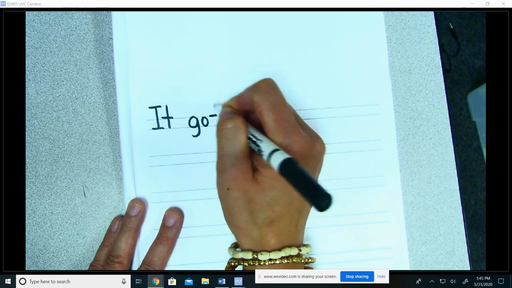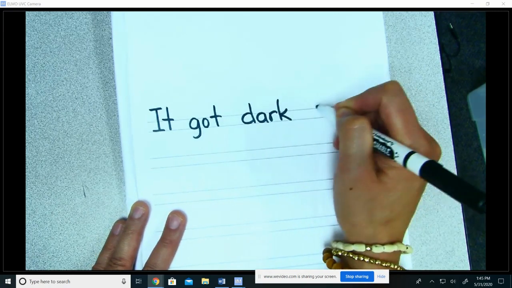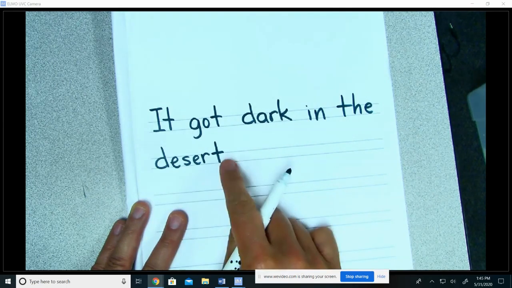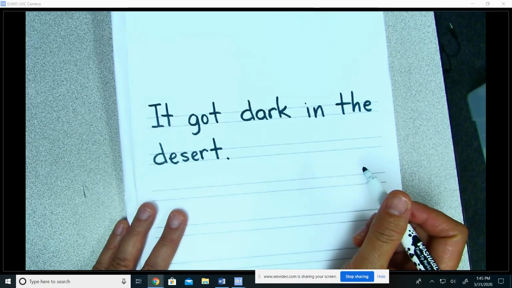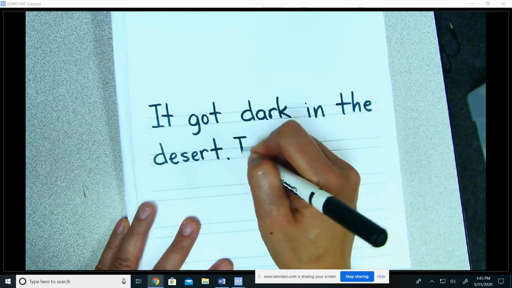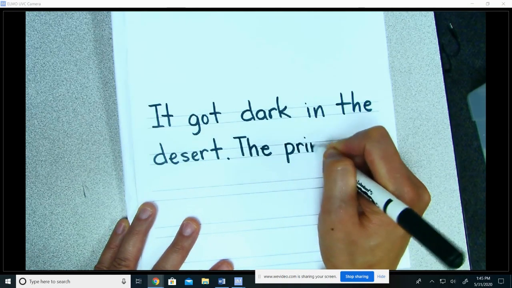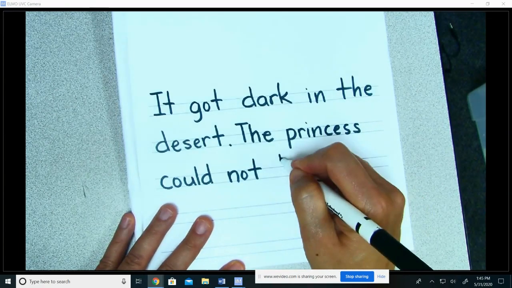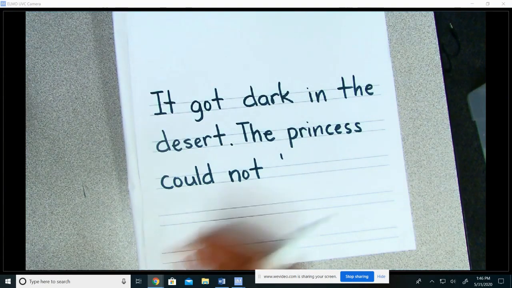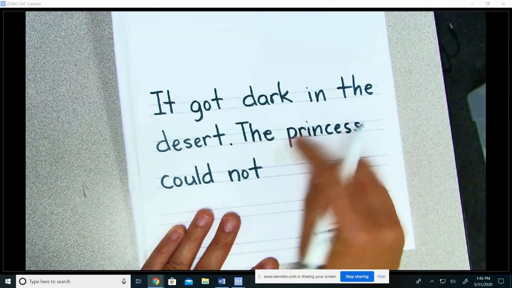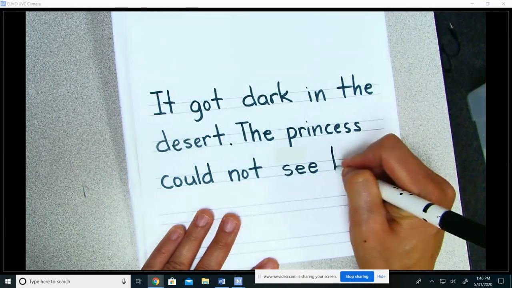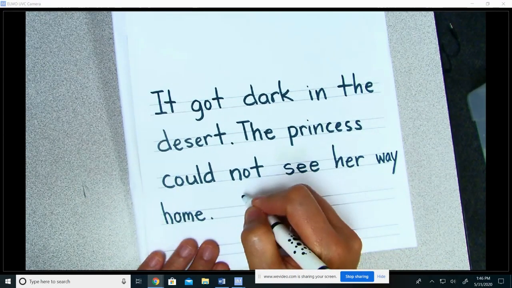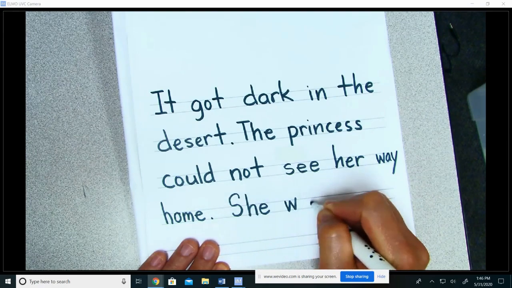It got dark in the desert. Okay, so that's one sentence. I'm actually going to put a period there, and then I'm going to start my next sentence. The princess could not see her way home. Oops, I made a little mistake right there. Let me get my super magic tape to cover that up. The princess could not see her way home. She was lost. All right, now I have put the problem here. She was lost.